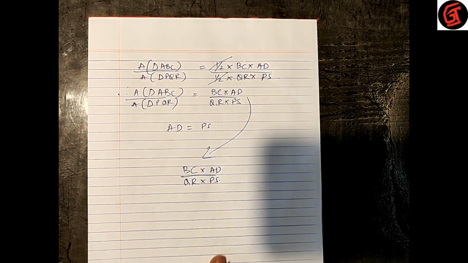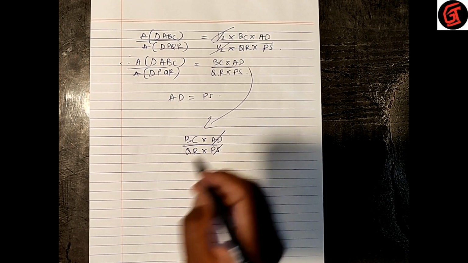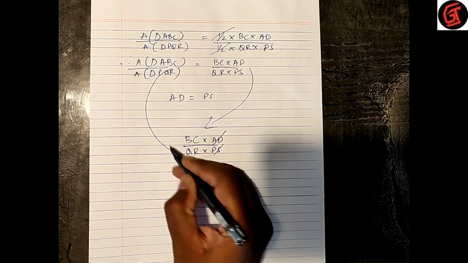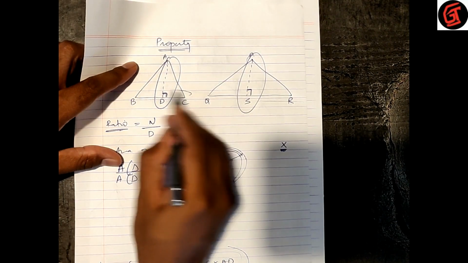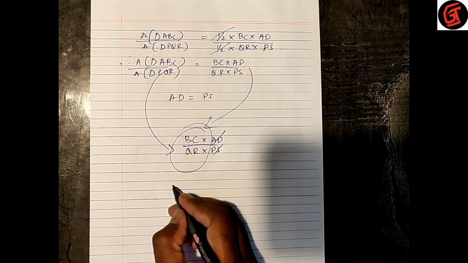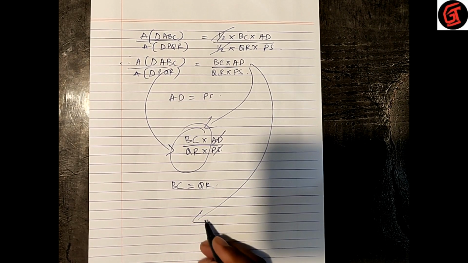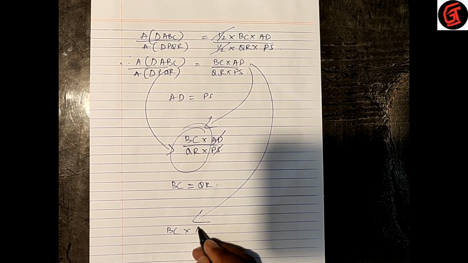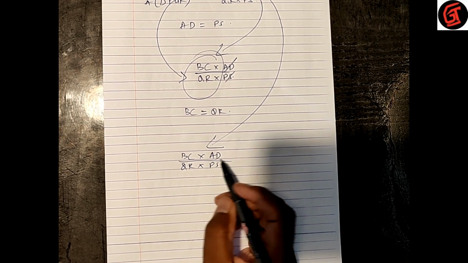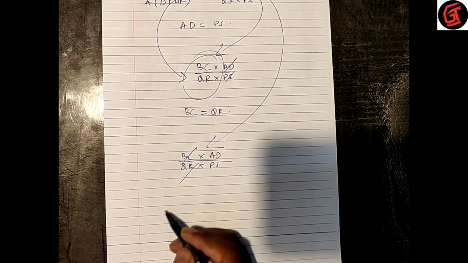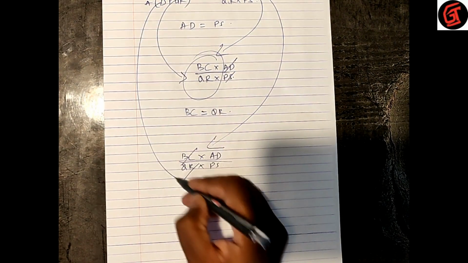Now if I say AD and PS are equal, so AD and PS get cut, right? So therefore this area is equal to only BC upon QR. Similarly, if I say BC and QR are equal, BC is equal to QR, so this we can bring it to BC into AD upon QR into PS. BC and QR are equal, so what gets cut here? BC and QR. So this comes to AD upon PS.